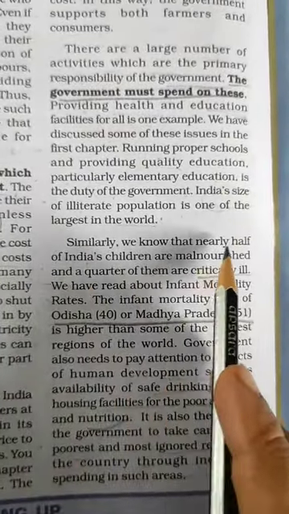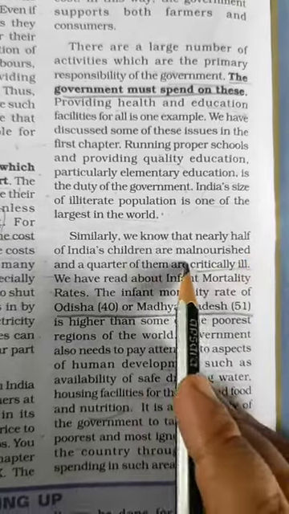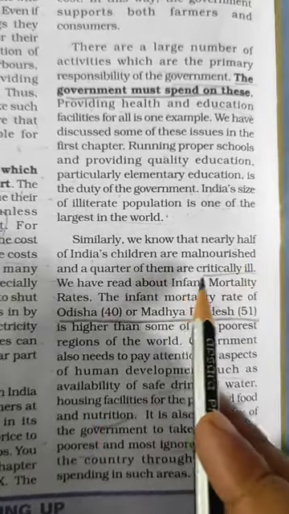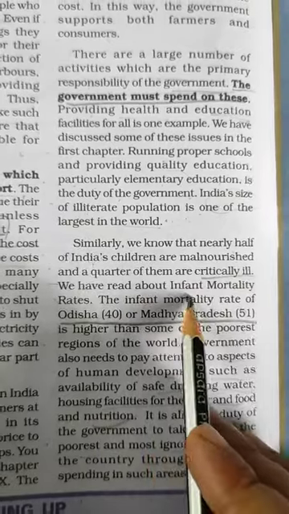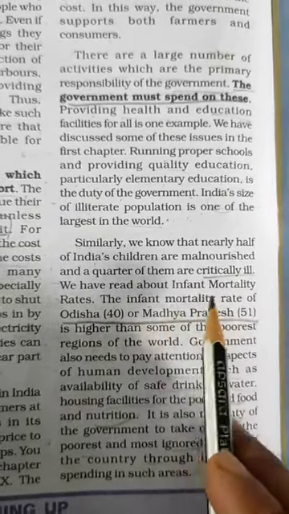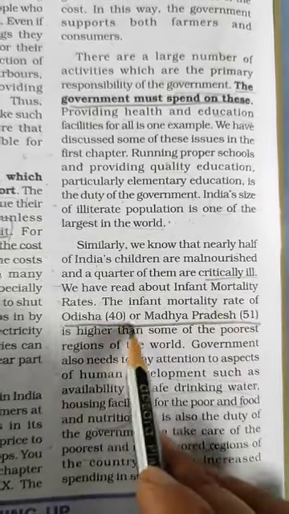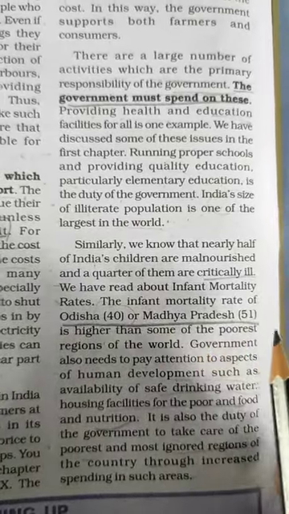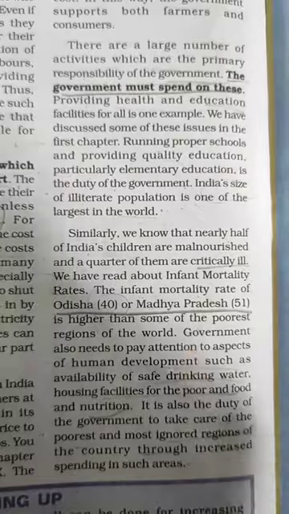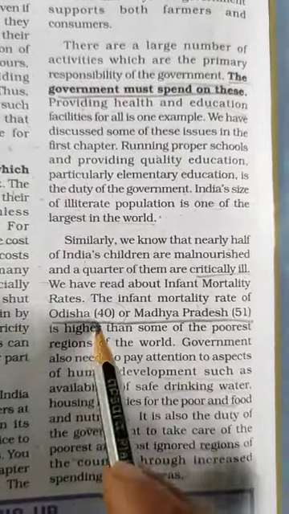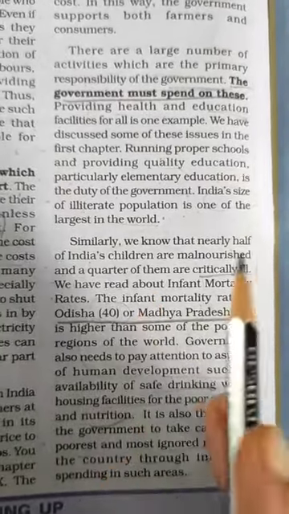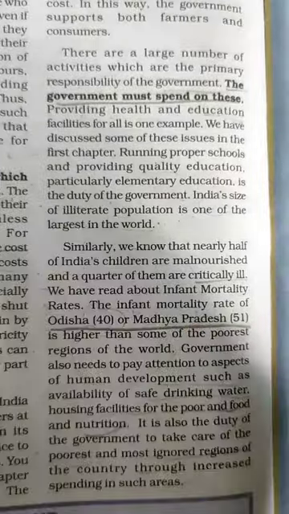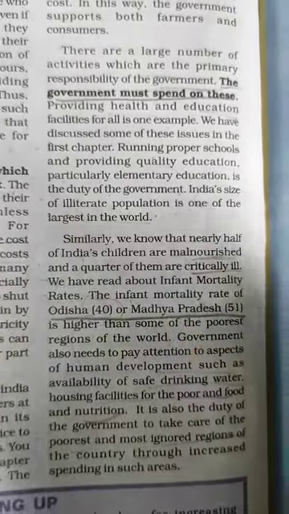Similarly, we know that nearly half of the Indian children are malnourished and a quarter of them are critically ill. We have read about infant mortality rates. The infant mortality rate of Orissa is 40 and Madhya Pradesh is 51, which is higher than some of the poorest regions in the world. So it's the responsibility of the government to spend money on the children who are malnourished.